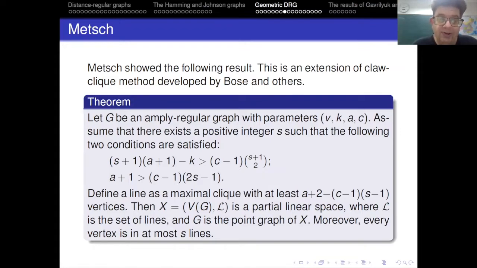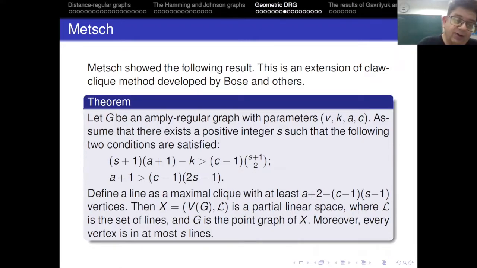So let's see an amply regular graph with parameters (v, k, a, c). That means it has v vertices. The valency is k. Any 2 adjacent vertices have a common neighbors. And if I take 2 vertices at distance 2, they have c common neighbors. Now we assume there exists a positive integer s such that the following 2 conditions are satisfied. First, (s+1)(a+1) - k is bigger than (c-1) times (s+1 choose 2). And the second condition is a+1 is bigger than (c-1)(2s-1).